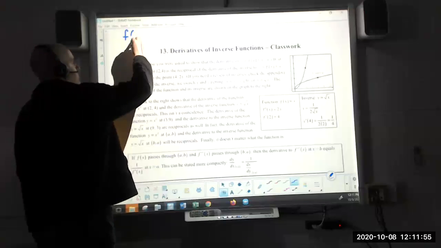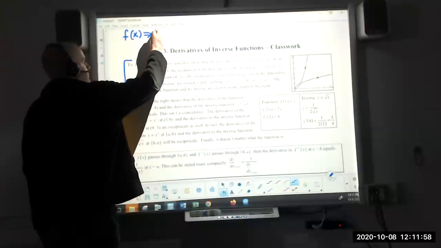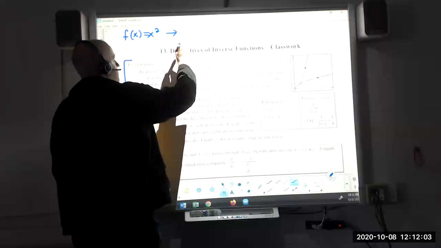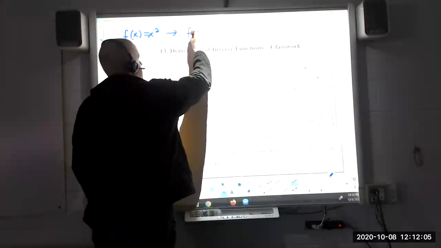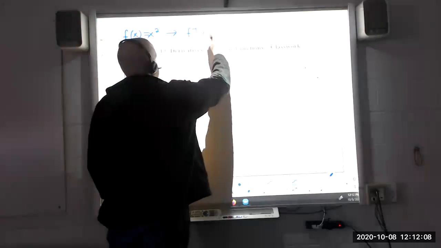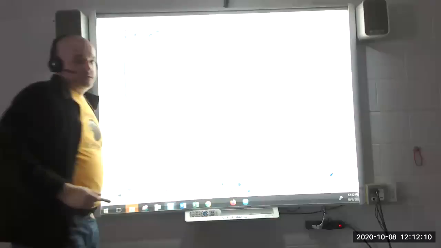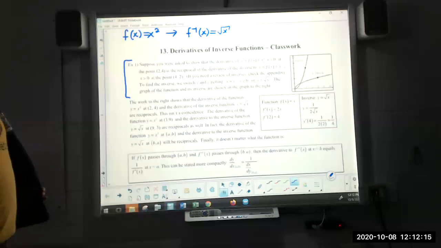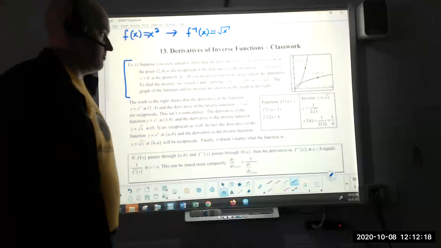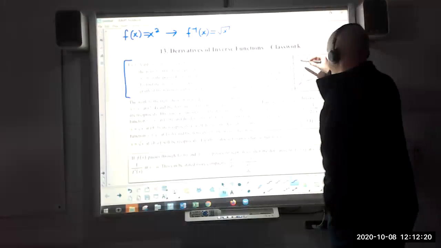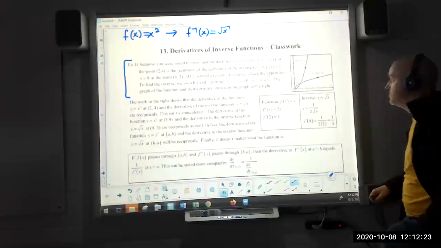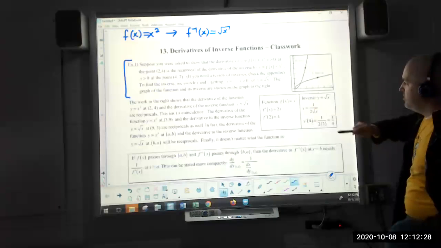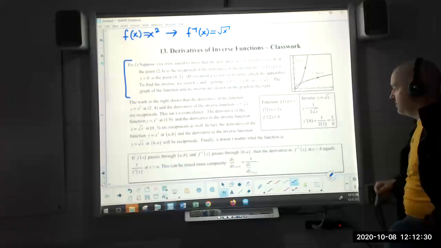So in example 1, f of x is x squared. And we can figure out using our normal method that f inverse of x is going to be the square root of x, right? If you switch x and y, take the square root of both sides, you get the positive and negative square root of x. We're just going to stick to the positive square root of x, okay? That's pictured over here. So this is on your page 2. And it's similar to what we did. So we have the function, the derivative, the inverse, the derivative, check, check, right?